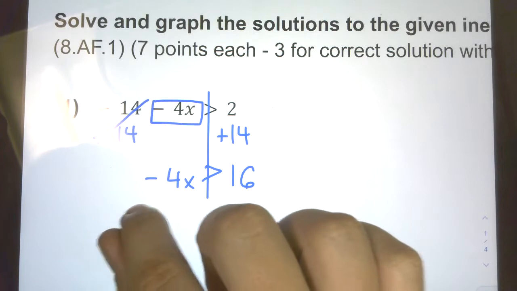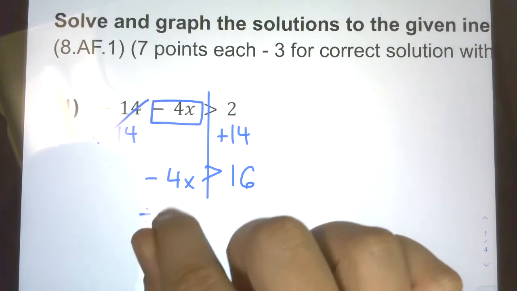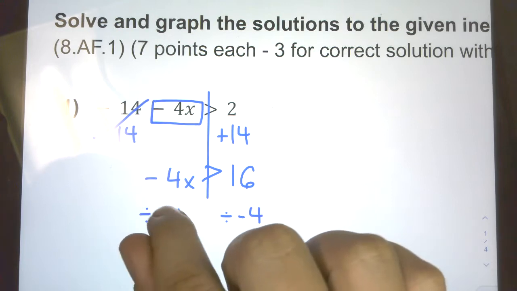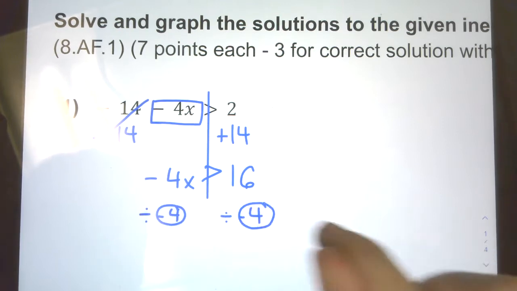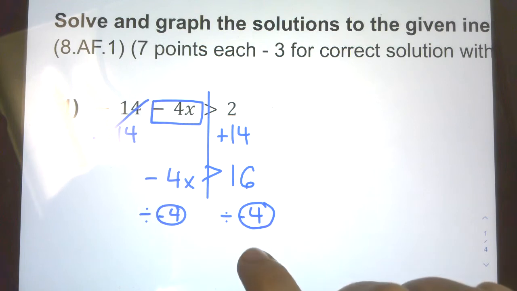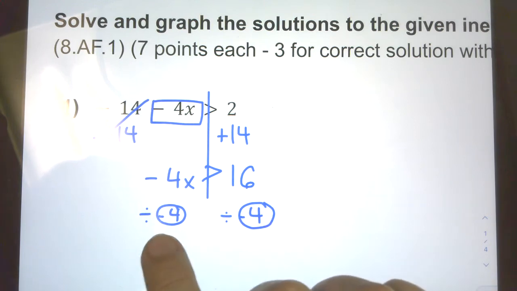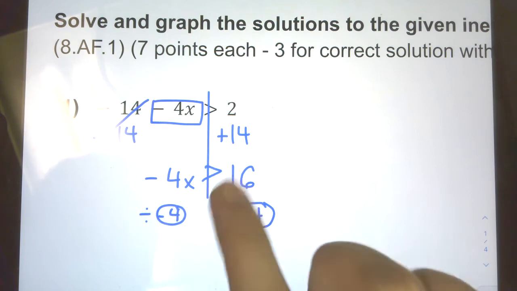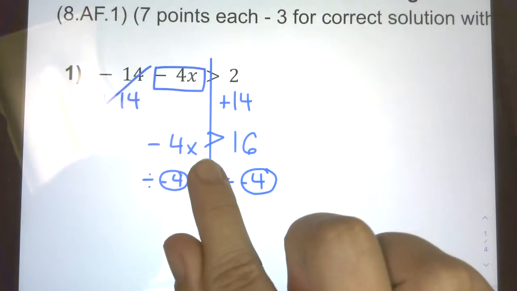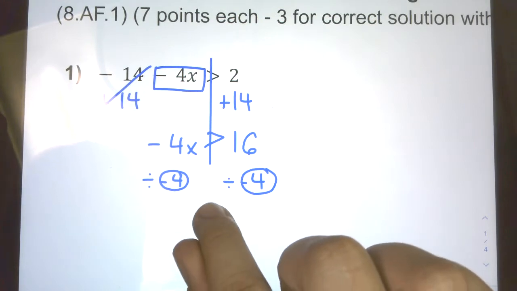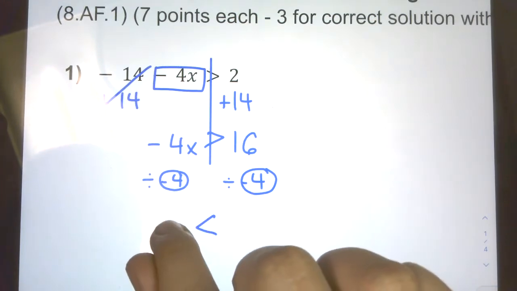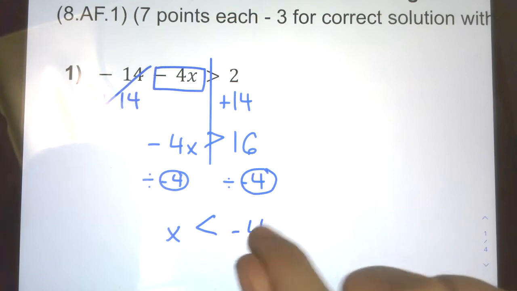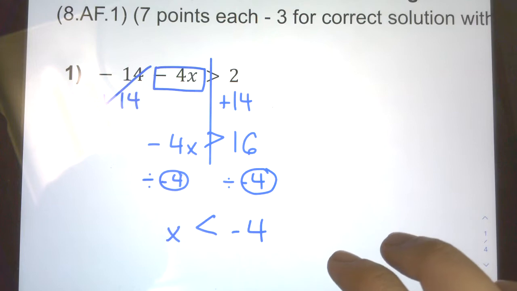So then I'm just going to divide both sides by negative 4. Now, I am dividing by a negative on both sides. So we discussed in class that anytime you are dividing or multiplying by a negative on both sides, you have to switch the sign. So this, instead of reading greater than, we'll read less than. This left side is x. 16 divided by negative 4 is negative 4, and that is our solution.